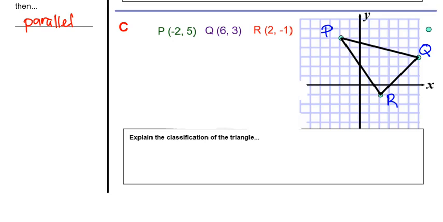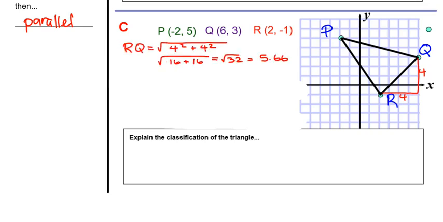All right, the first segment that I did was RQ, and RQ is this guy right here. That is 4, 4. So when I did my distance formula, it looked like this. RQ equals 4 squared plus 4 squared. Squared each of those numbers, got 16 and 16, added them together, got 32, and then hit square root on my calculator, 5.66.